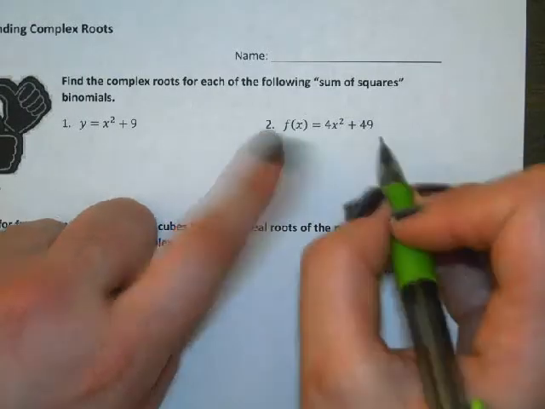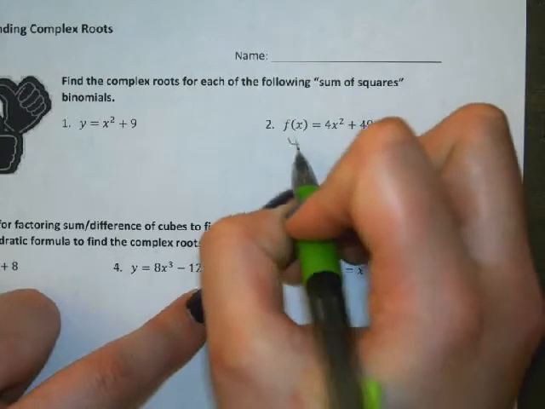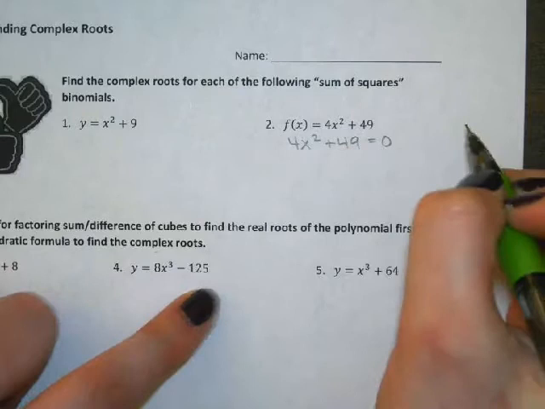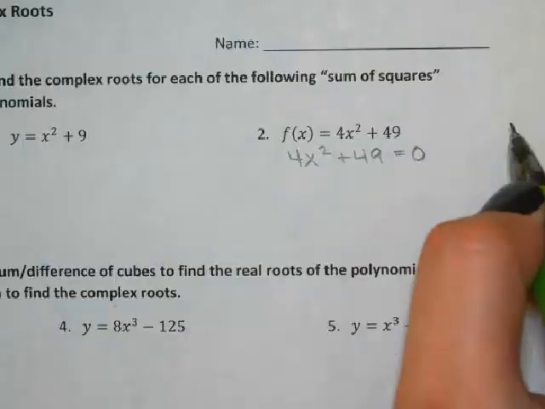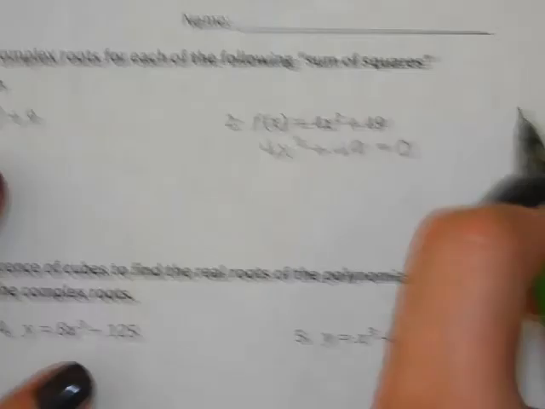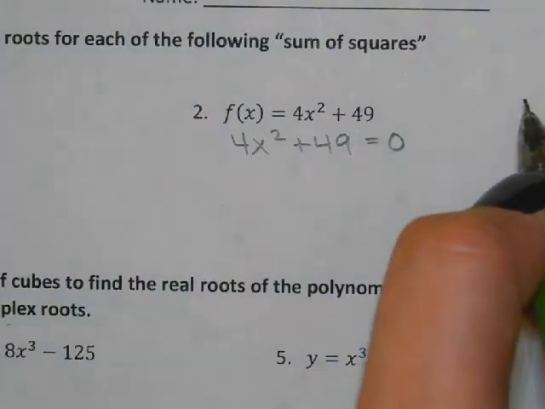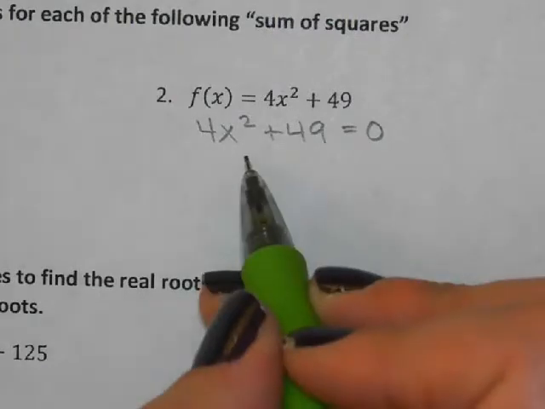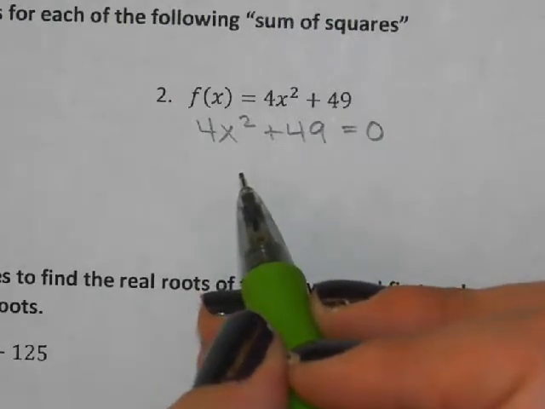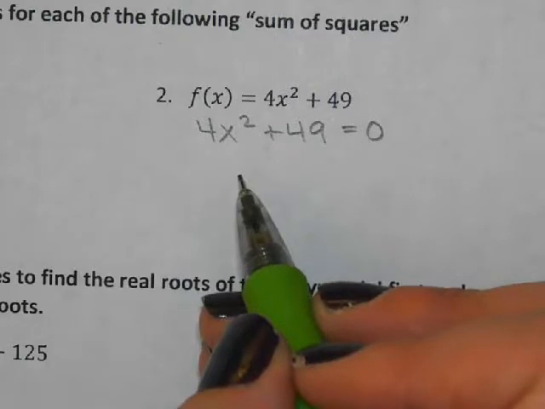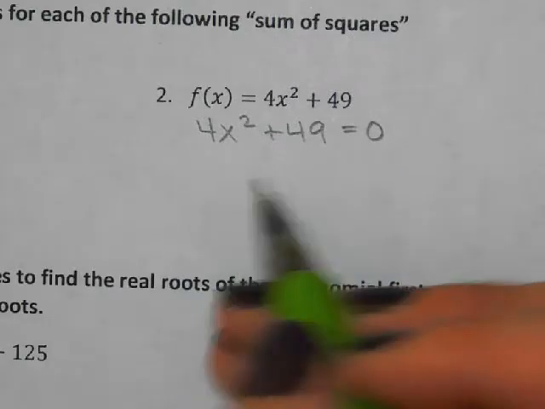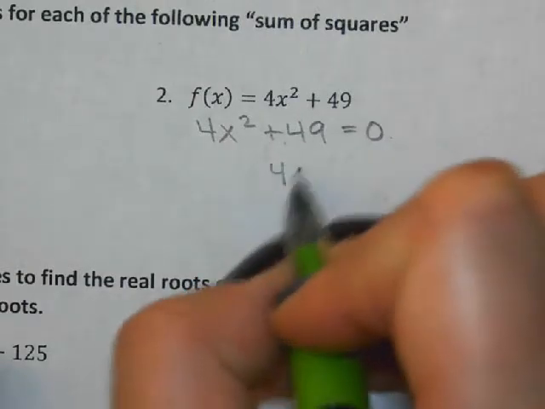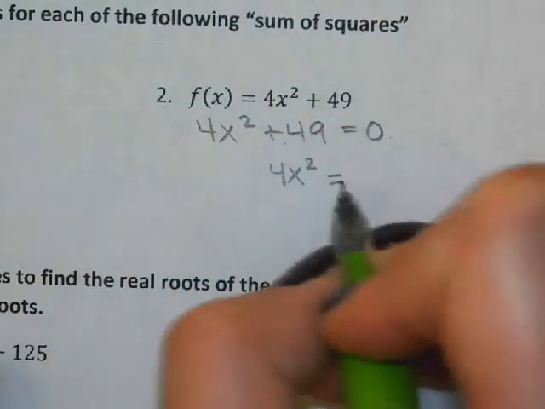Okay, and the method that you use is you just take the problem and you set it equal to 0. That's kind of like you saying, hey, I'm going to try to find the x-intercept of this. So anytime we factor problems, we're really looking for x-intercepts. And here, we're not going to factor it, we're just going to isolate the x. So what's the first thing I can move to the other side? The 49. So I'm going to subtract 49 and subtract 49. And I get 4x squared equals negative 49.